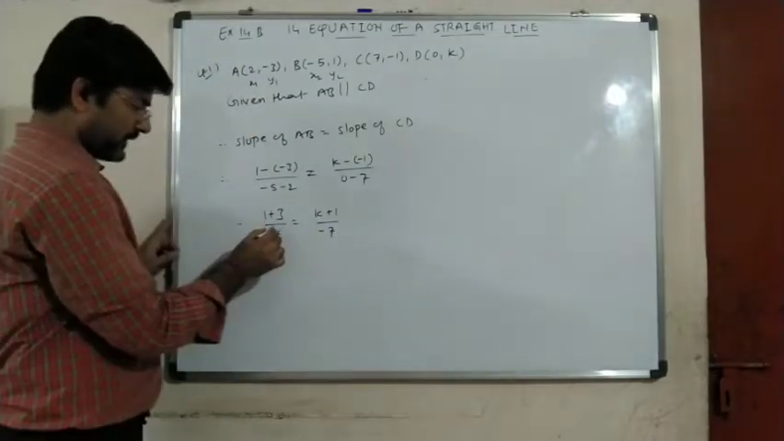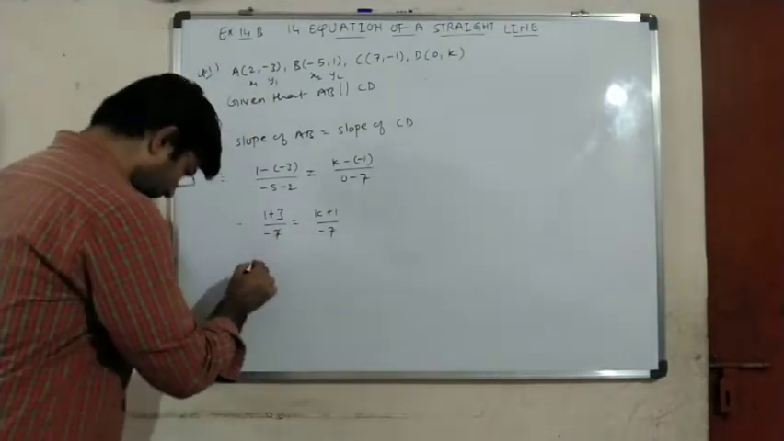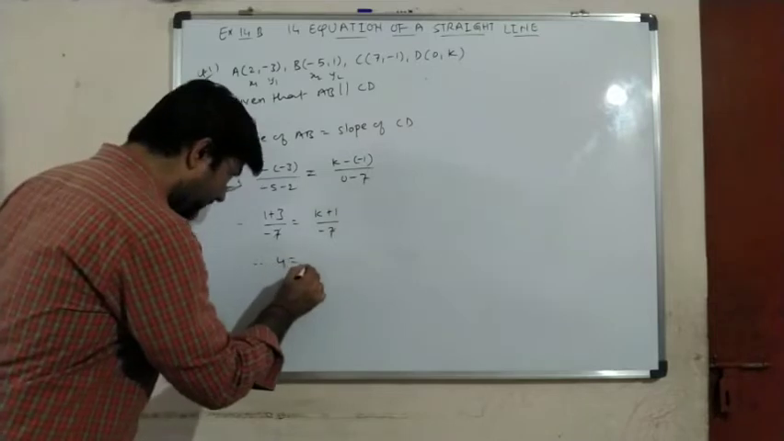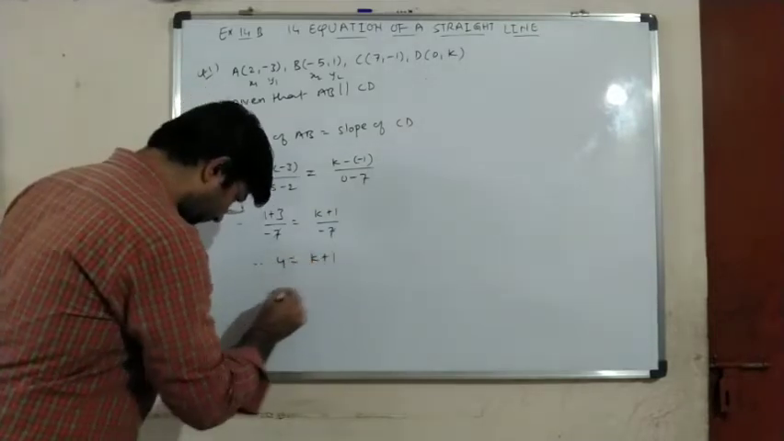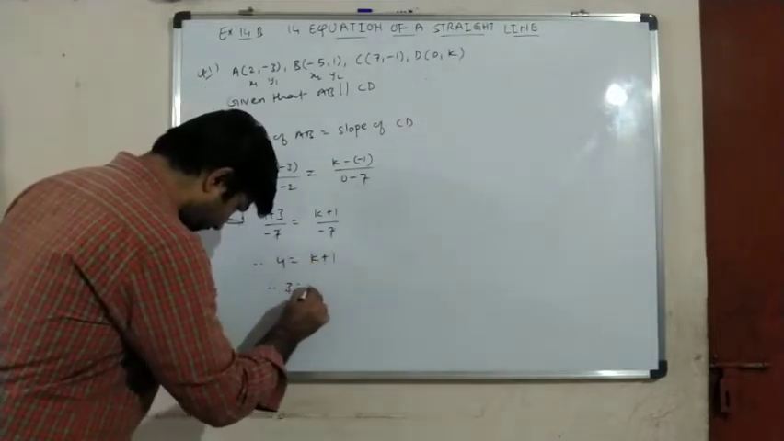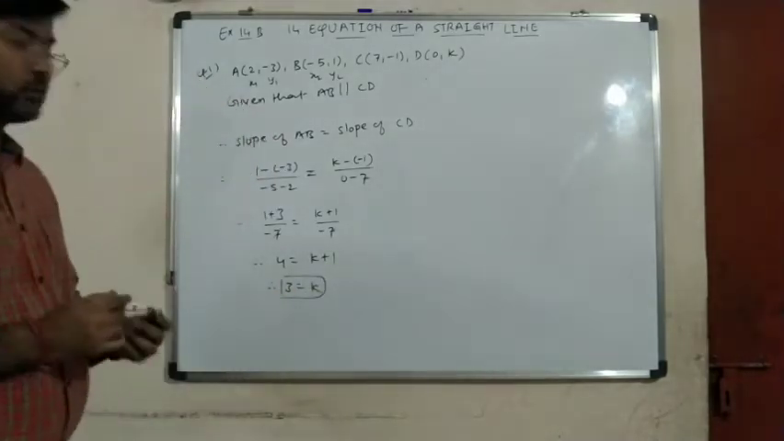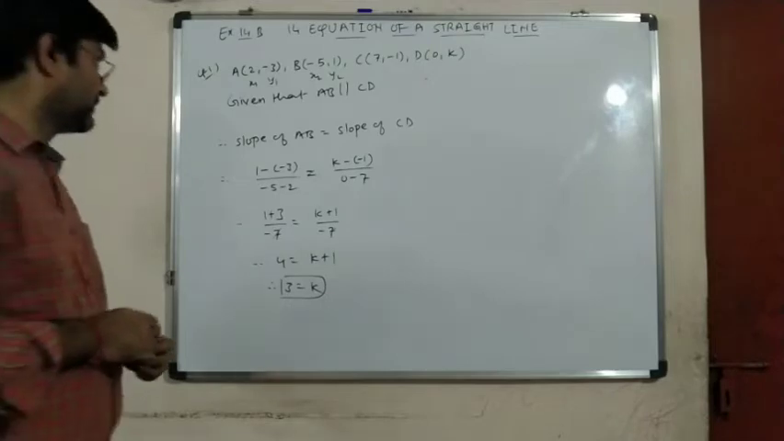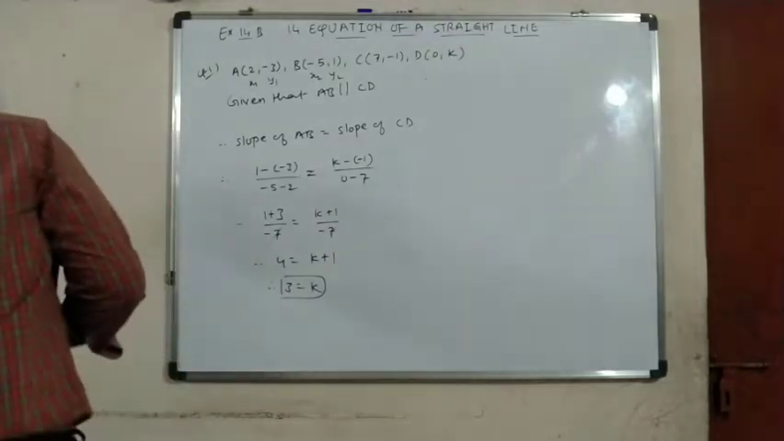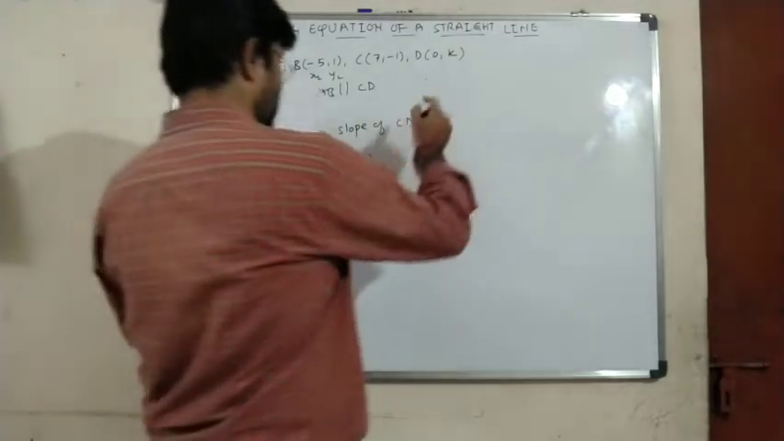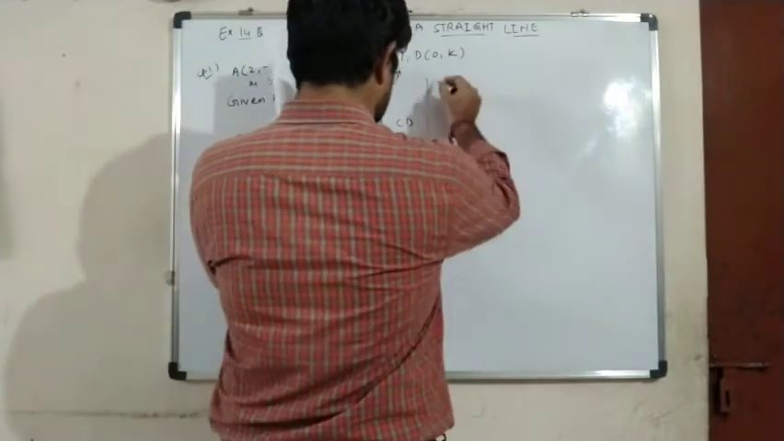Now this minus 7 will be reduced, yes or no? And therefore 4 is equal to k plus 1. Therefore 3 is equal to k. So we got the value of k to be 3. Clear? So this is the first question. Now the second question we can complete over here.